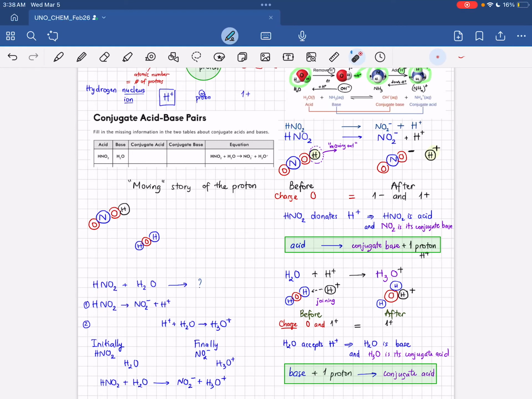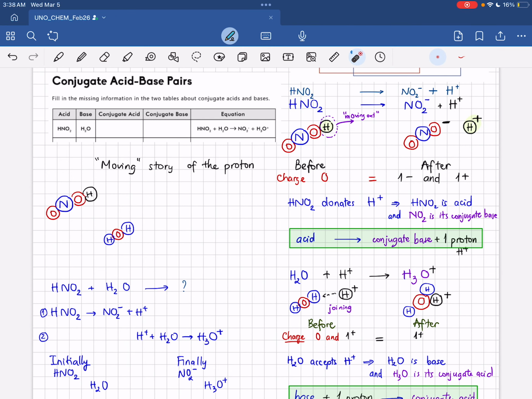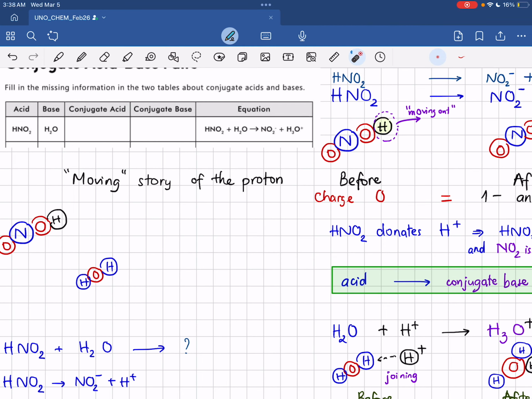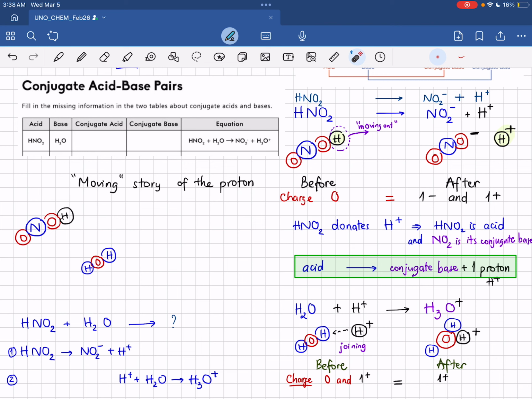Okay, so now let's have a look at an example to identify the conjugate acid-base pairs. Here we have nitrous acid, HNO2, reacting with water, and the products are a nitrite ion and the hydronium ion, H3O+. You can see that this kind of reaction occurs as a moving story of a proton.